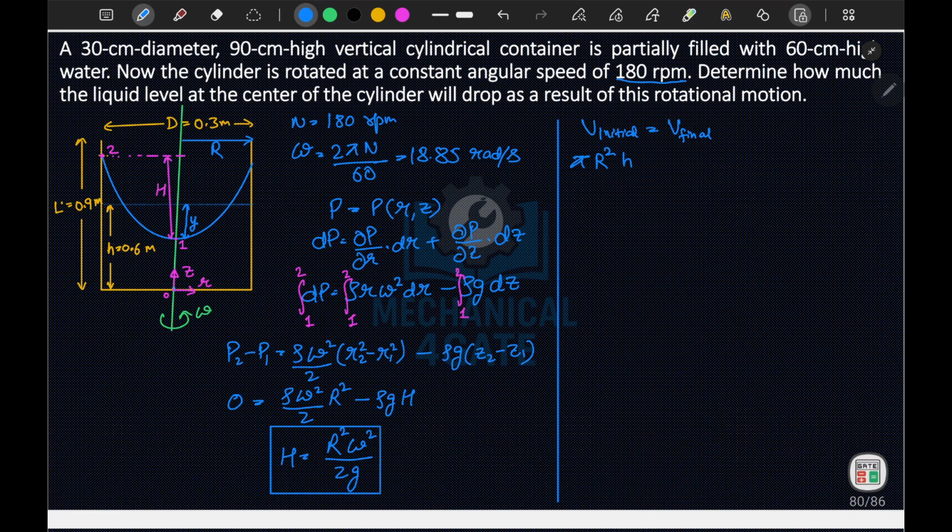This is your initial volume of a cylinder. Now this will be equal to 0.15 meter, and V final is equal to this total height, that is pi r square times of z2 minus z1. This is your total volume up to this point, minus your volume of this paraboloid, and this is equal to pi r square H by 2.